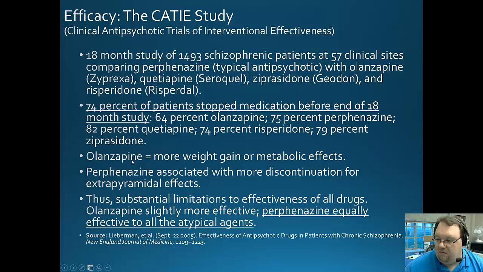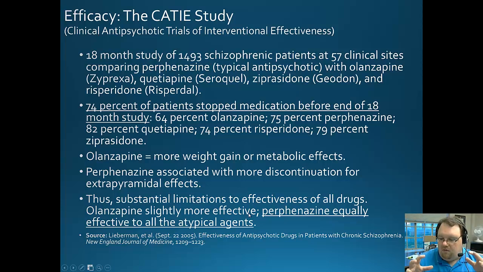Some of these, we'll get more into these, but for olanzapine or Zyprexa, weight gain is a huge issue, and also metabolic effects. These medications can drastically increase the likelihood of developing type 2 diabetes. So, that's pretty significant. Not surprisingly, our first generation, our typical antipsychotic, had more extrapyramidal effects. That doesn't surprise us.